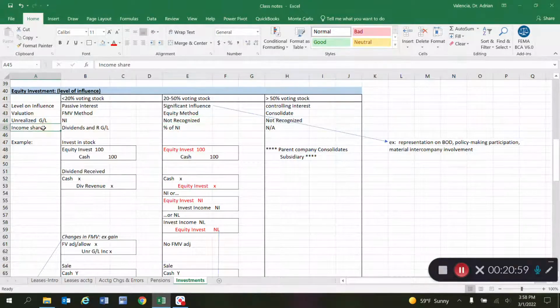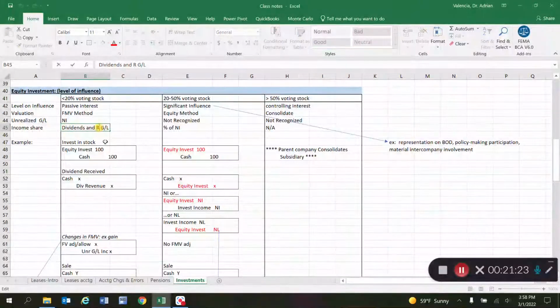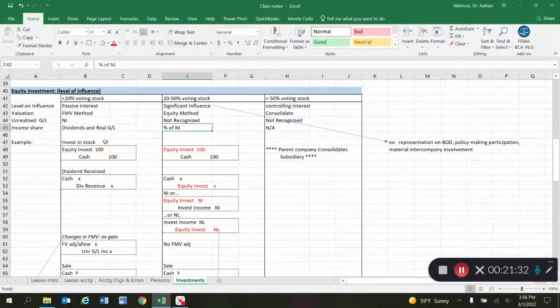Now, since you are investing in that other company, how do we deal with the sharing of the income that we get? So in the passive interest, we recognize the dividends as dividend revenue, and we recognize realized gains and losses like we've always done. So, it's unnecessary to even say this, because any realized gains and losses are almost always recognized, okay? Now, here's where it gets a little quirky. For the significant influence category, we will have to actually absorb a percentage of that net income of that other company.